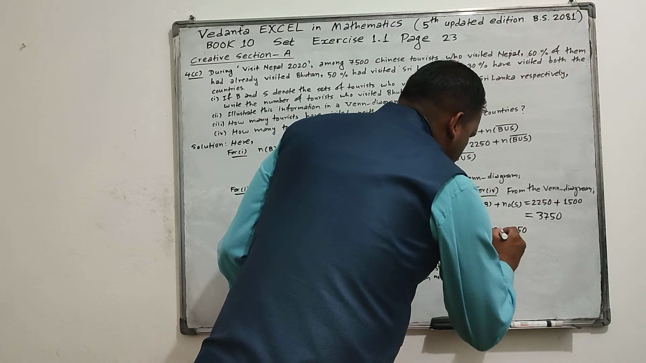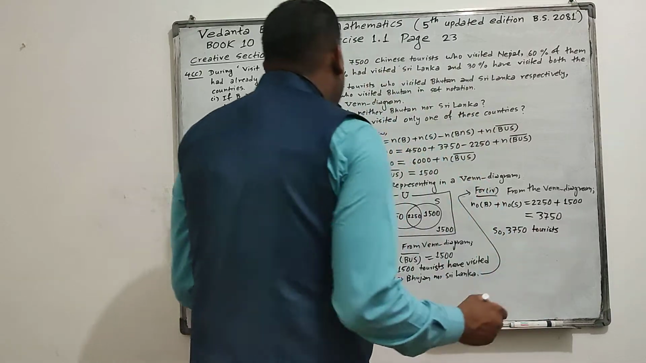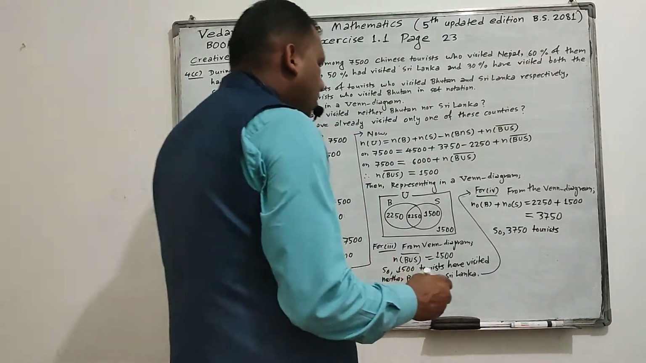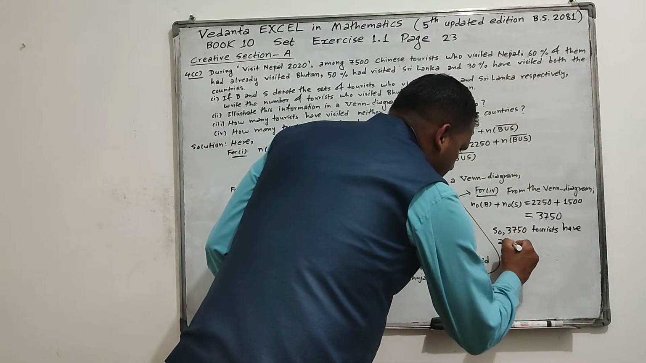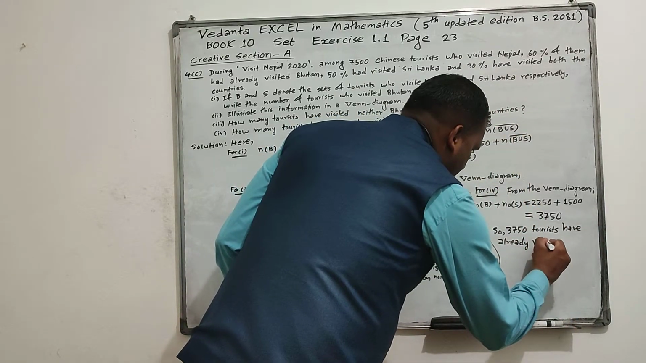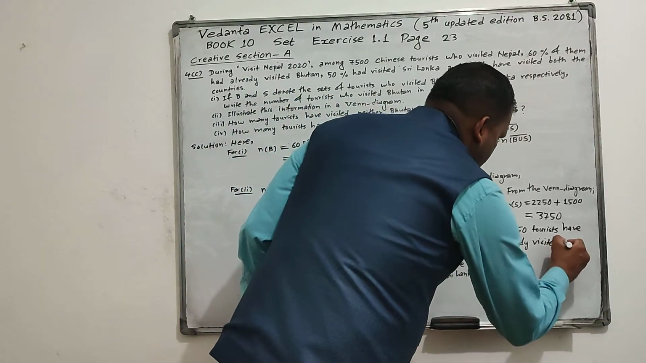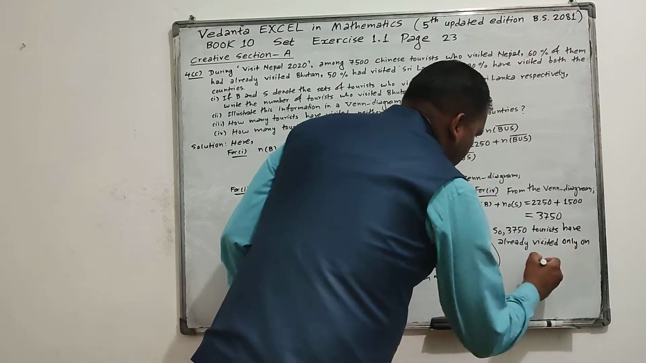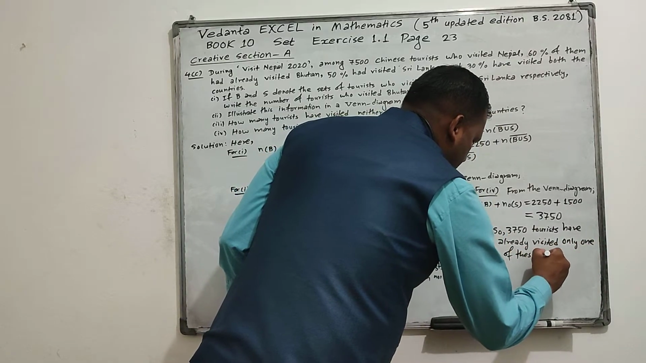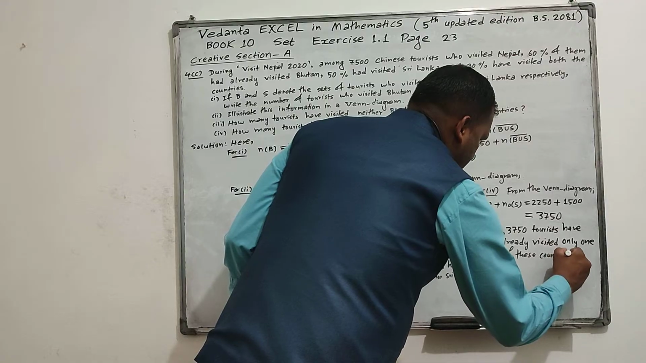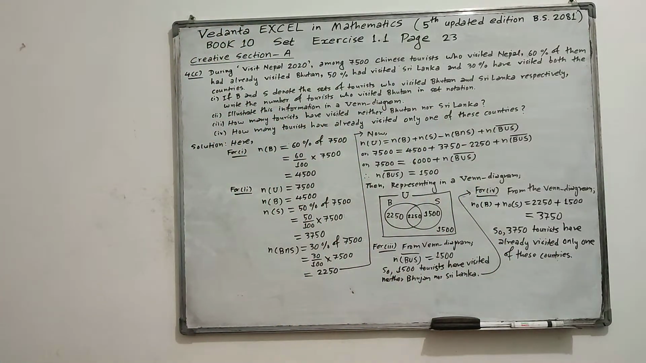So 3,750 tourists have already visited only one of these countries. Okay, this was for 4C.